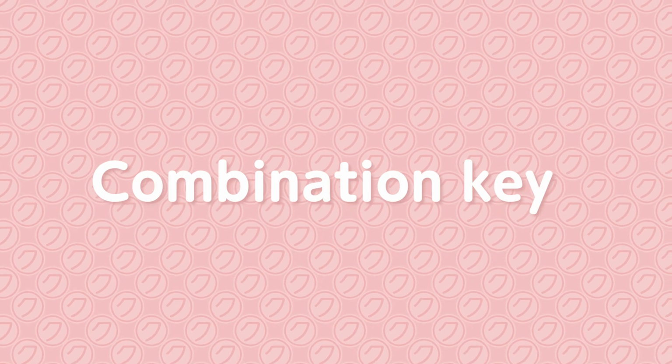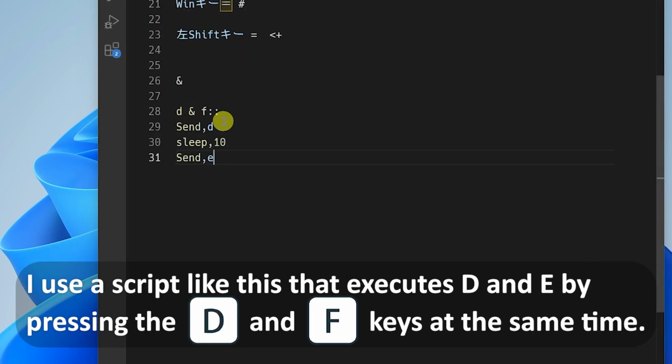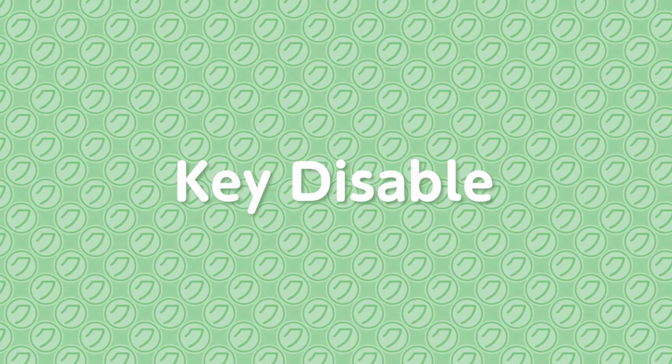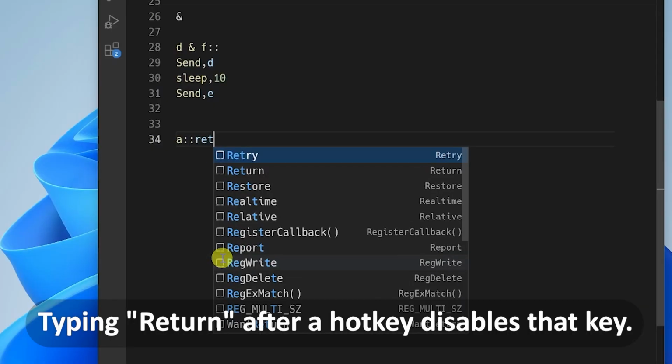Combination key. You can use & to make the combination of two keys a shortcut and a hotkey. I use a script like this that executes D and E by pressing the D and F keys at the same time. Disabling keys: typing return after a hotkey disables that key.